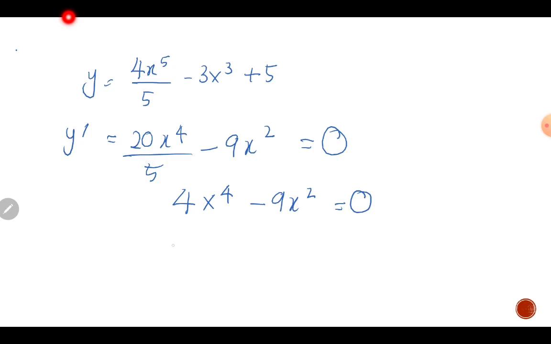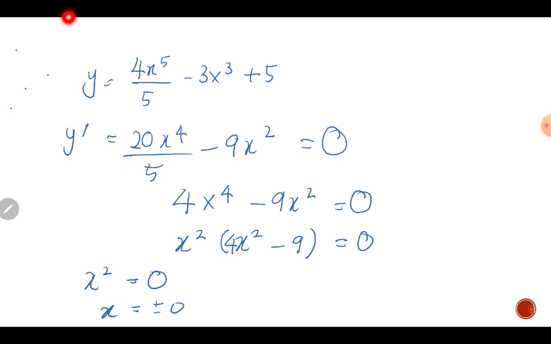So, you may factor out x square. So, we have x square (4x square tolak 9) sama dengan 0. Betul tak tu? Cuba darab masuk. Yes, I think so. Okay, so here we have x square sama dengan 0. So, x dia tak positif negatif. Kosong je, kosong mana ada positif negatif. So, jawapan dia, one of the critical point is at x equals to 0.